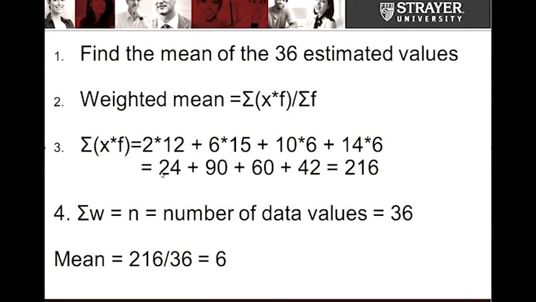There we go. So the weighted mean is the sum of each individual x, which is the midpoint, times the frequency from that class, divided by the sum of all the frequencies, which is also n. So the sum of x times the frequency. The first midpoint was 2. There were 12 of them. The second midpoint is 6. There were 15 of those. The third midpoint was 10. There were 6 of those. And the fourth midpoint was 14. There were 3 of those.